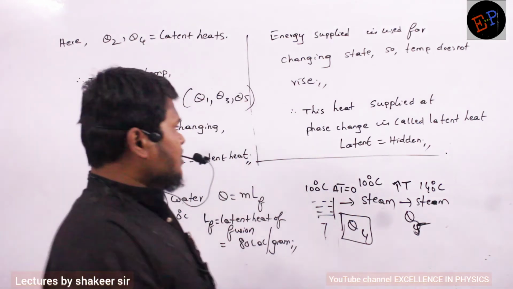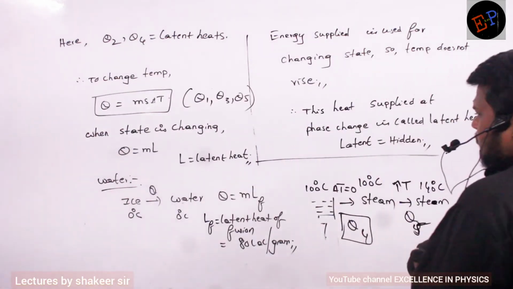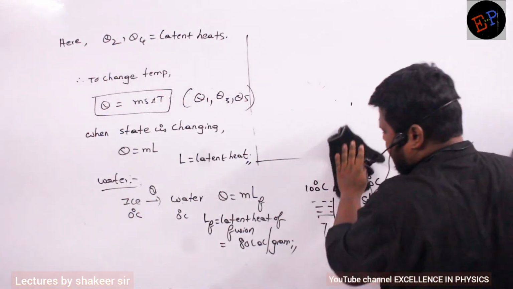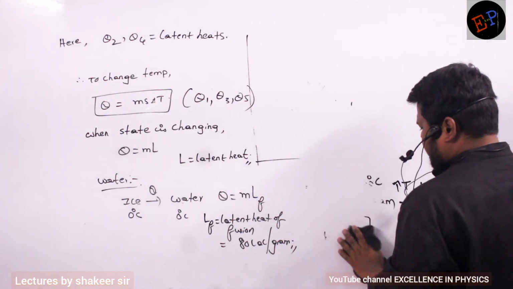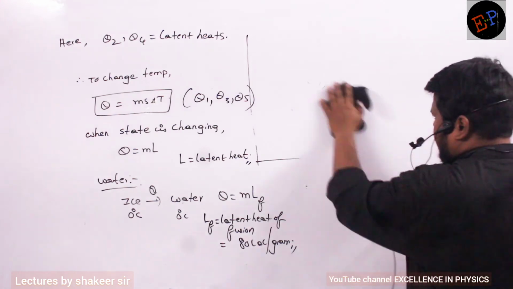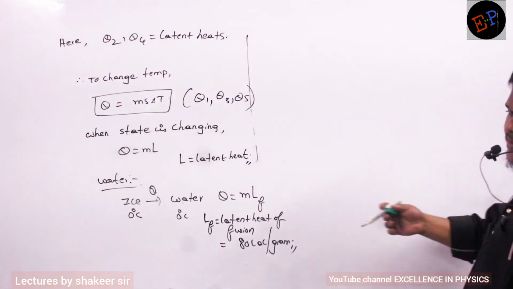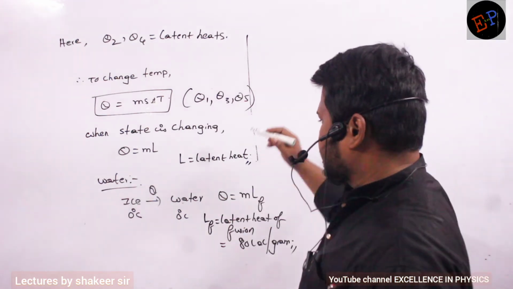Similarly, let us calculate the latent heat of vaporization for water. This is in the CGS system. You can convert them into the SI system. We know 1 calorie is equal to 4.2 joules, so according to that you can convert into the SI system also.